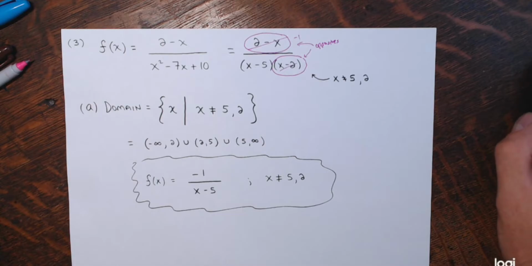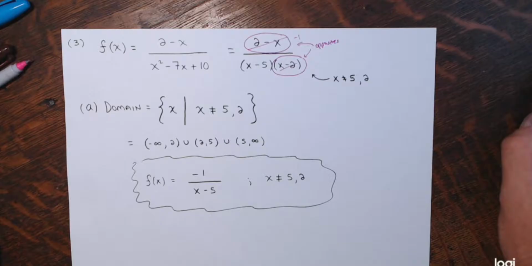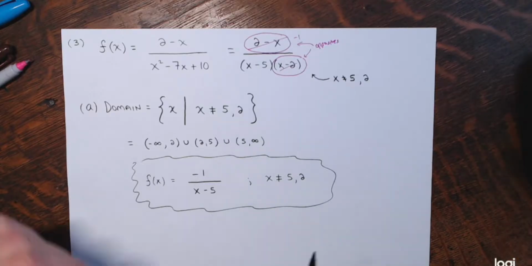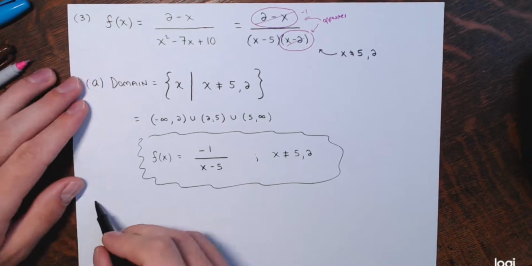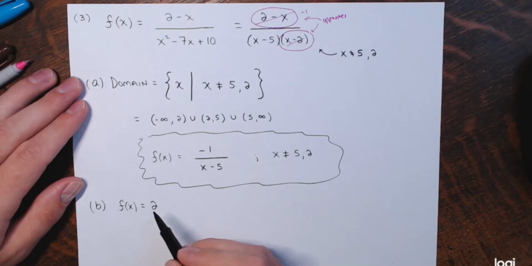So I'm going to think of the function this way for part B. Now part B is solve f of x equals 2. When is the output, when is the value of this function, equal to 2?